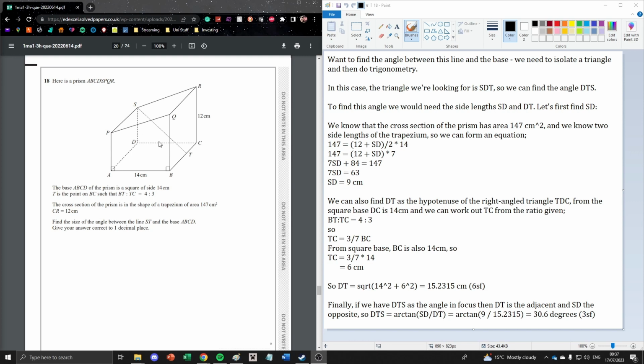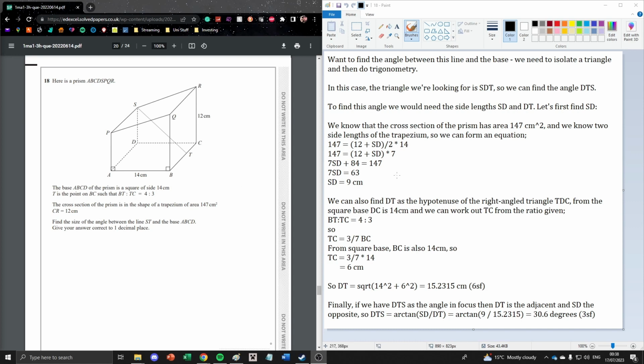We can then find DT as the hypotenuse of the right angle triangle DCT. Using our knowledge of the ratio BT to TC being 4 to 3, we can find that TC is equal to 3/7 of BC, the whole side. And so TC is 6 centimeters. We know DC must be 14 centimeters. Because DT is the hypotenuse, we do the square root of 14 squared, that's DC, plus 6 squared, which is TC. So that's 15.2315 centimeters.